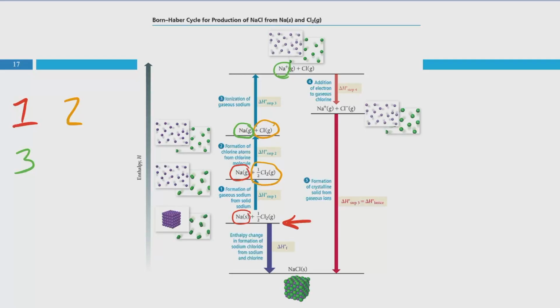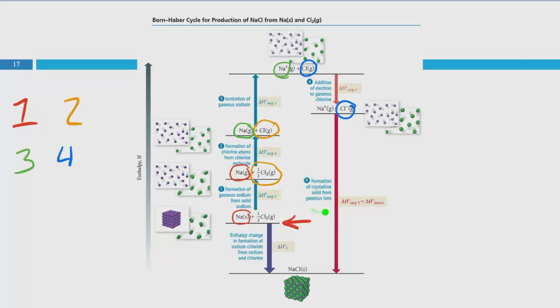And we can add that electron to chlorine. This step decreases energy because chlorine wants to gain that electron. So there's our step 4. And then last, we can form the crystalline solid from the gaseous ions.